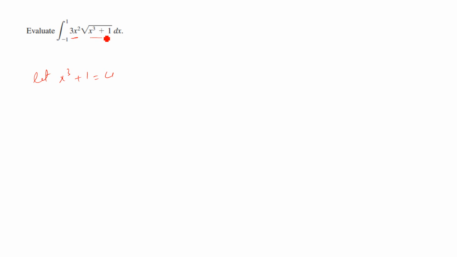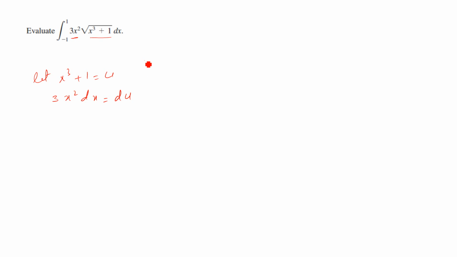So let x cubed plus 1 equal to u, because we have 3x squared times the square root of x cubed plus 1. The derivative of x cubed plus 1 is 3x squared, so we have the derivative of this function with us. So we can make the substitution. Now taking the differential, 3x squared dx is equal to du.